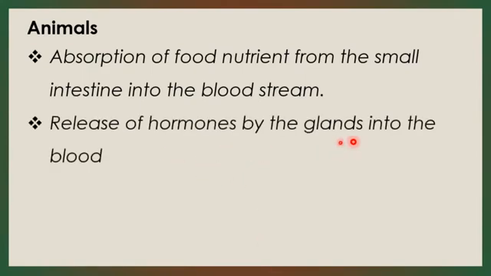Release of hormones by the glands into the blood. Now, what is a hormone? A hormone is any chemical substance that is released by glands. Glands are special structures, very small organs. So hormones are chemical substances released by these glands into the bloodstream to target organs, to specific organs, to control the activities.